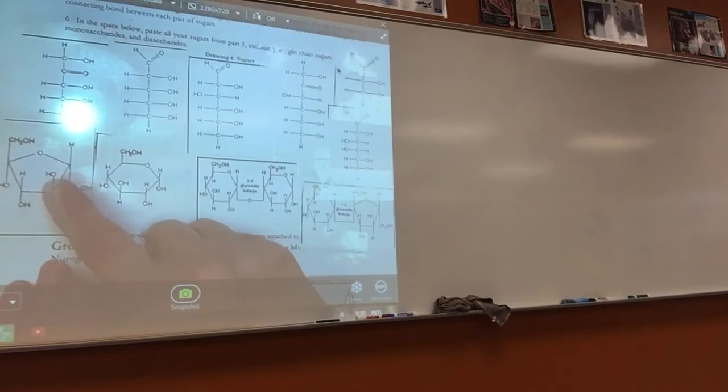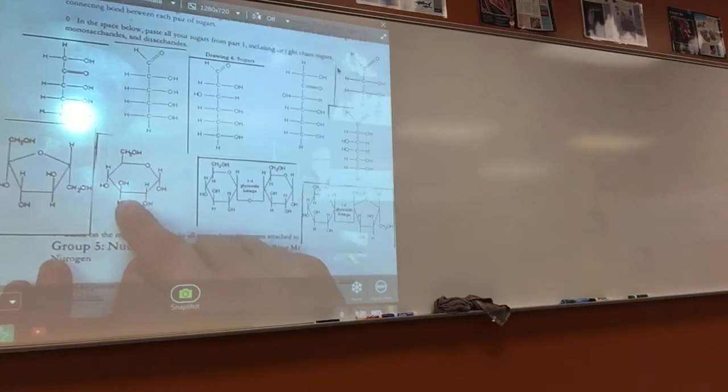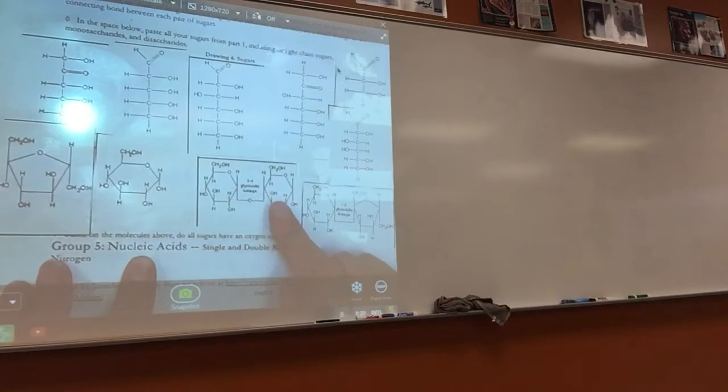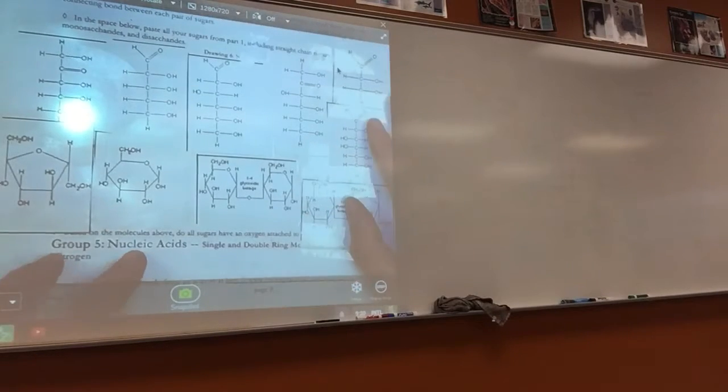Here are my 2 monosaccharides. They're a ring made out of just carbons, hydrogens, and oxygens, and these are my disaccharides, 2 of them put together, 2 rings put together.